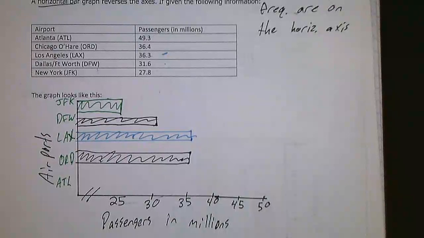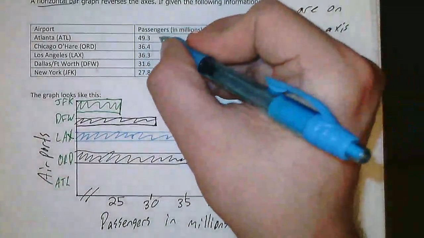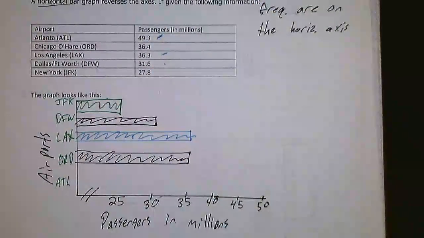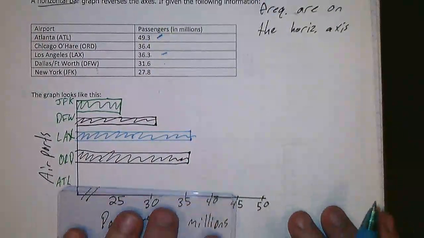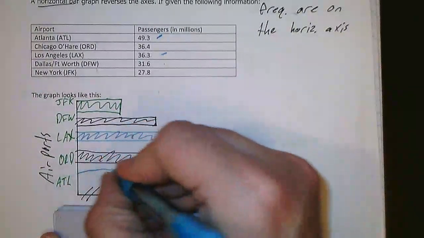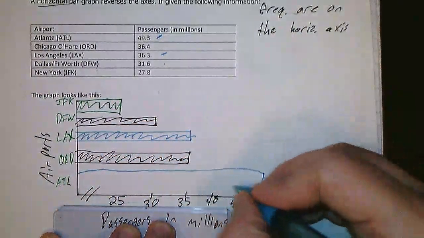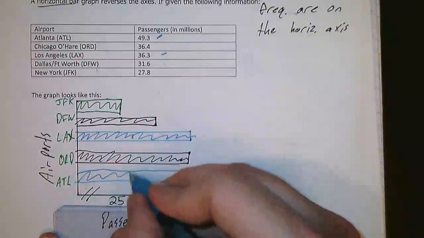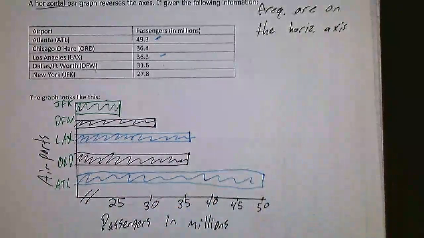And finally, the Atlanta airport, one of the biggest hubs, at just about 50 million. So we'll go almost all the way to the end. And shade it in. So that is it for the bar graphs. And now we'll look at pie charts on the next page.